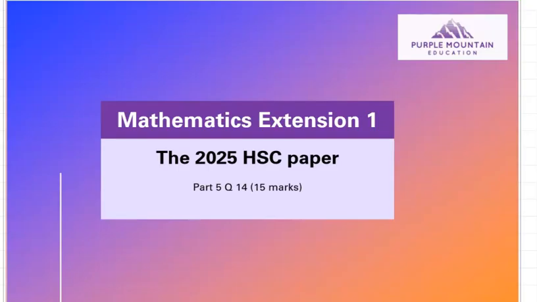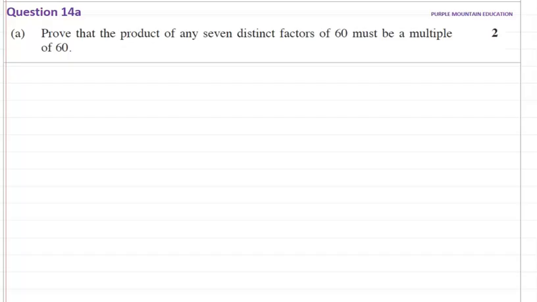Today we're doing the 2025 HSC paper for Maths Extension 1. This is part 5, question 14, worth 15 marks. Question 14a, prove that the product of any distinct factors of 60 must be a multiple of 60. Pause here to try yourself.